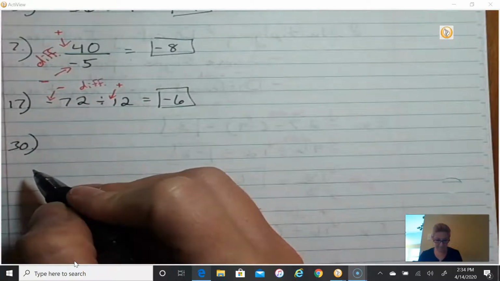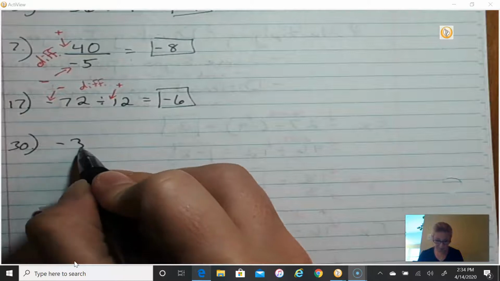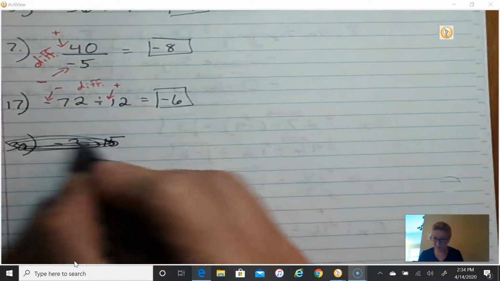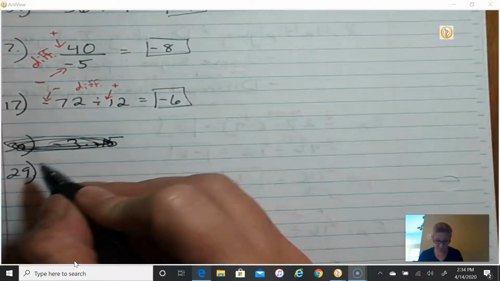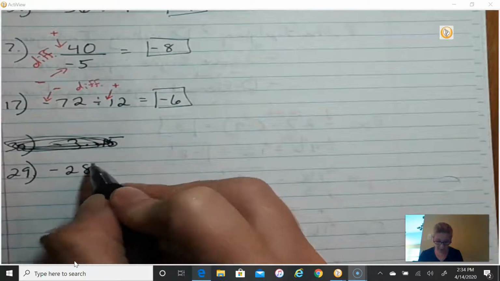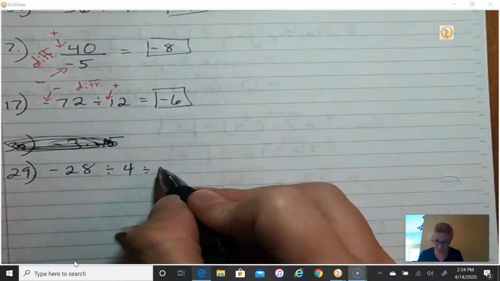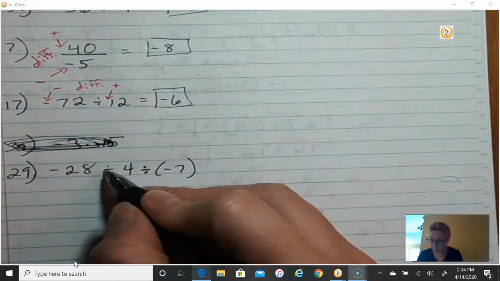30. Let's go down to that section. I like that section. Oops. I'm doing odds. Okay, 29. Negative 28 divided by 4 divided by negative 7. Yeah, I definitely want y'all to do these.